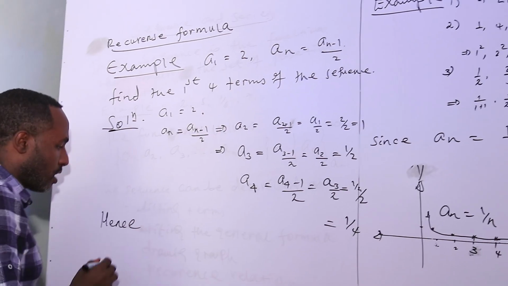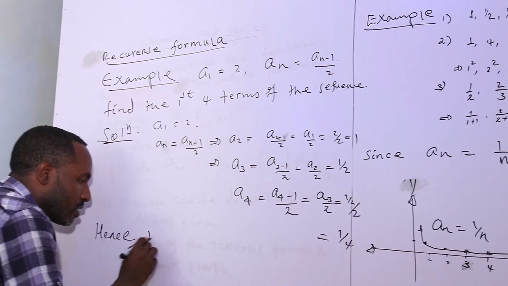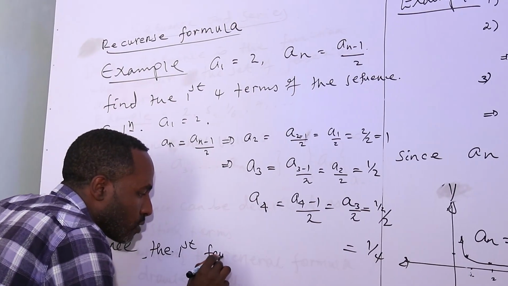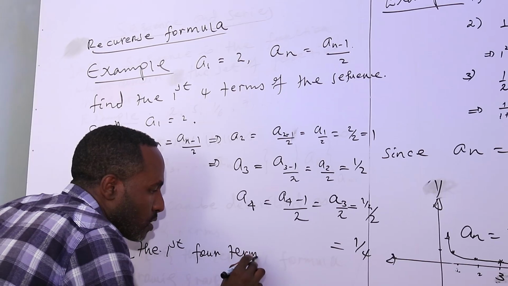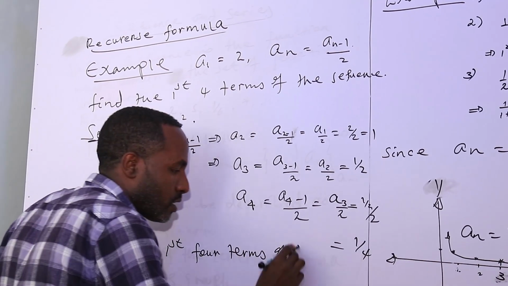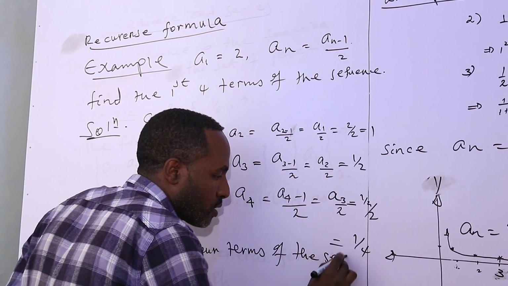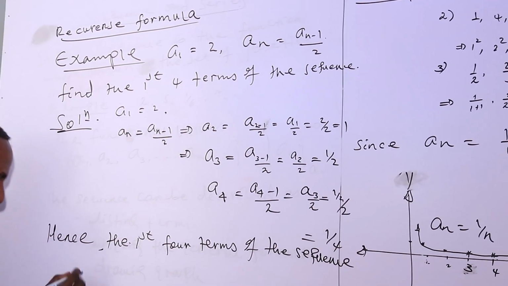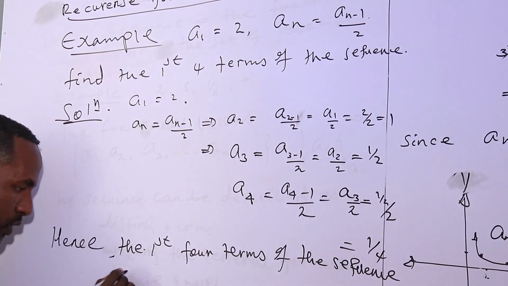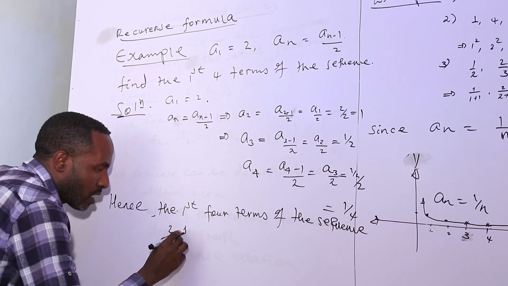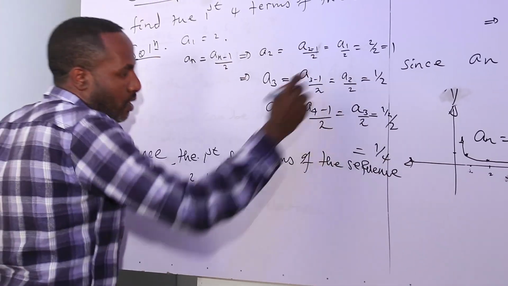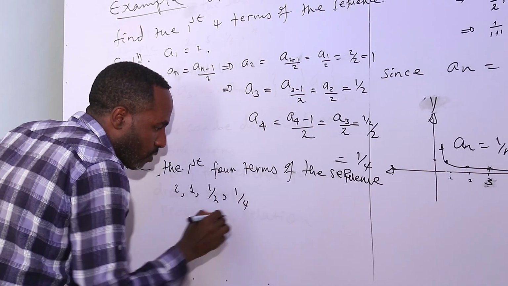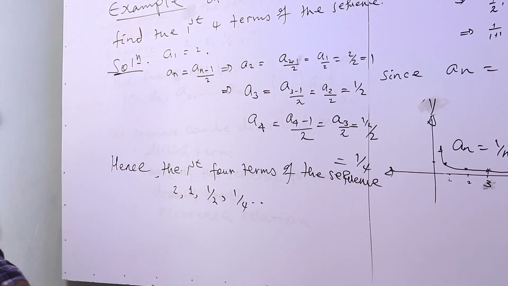Since our problem is to find the first 4 terms of the sequence, therefore from this problem, the first four terms of the sequence are given by simply say A1 is 2, A2 is 1, A3 is given here 1 over 2, and A4 is given here 1 over 4, and so on in such a way.